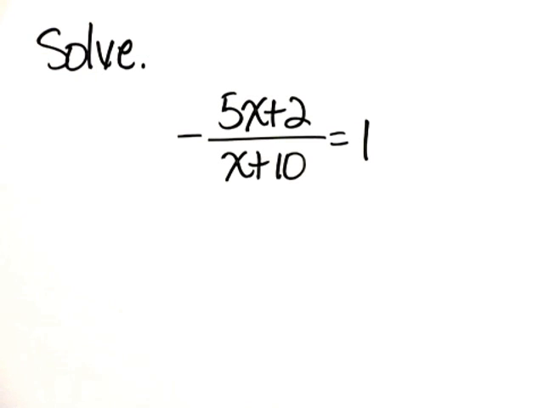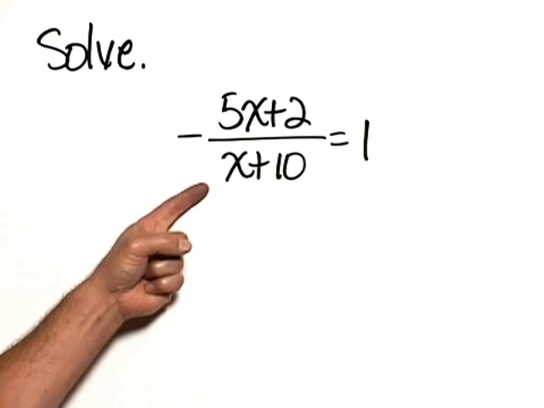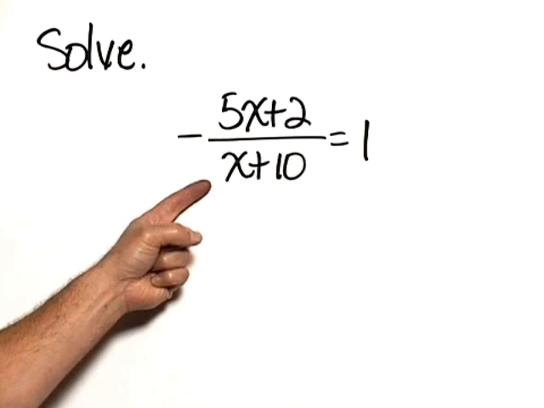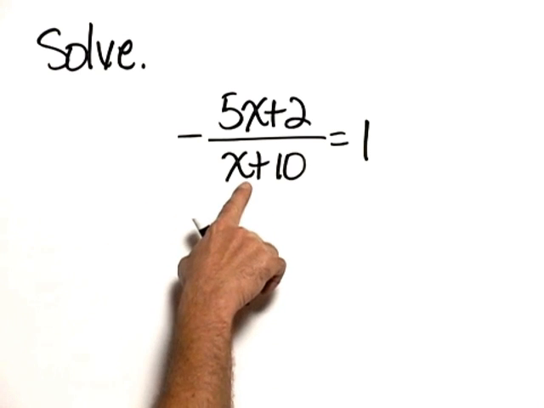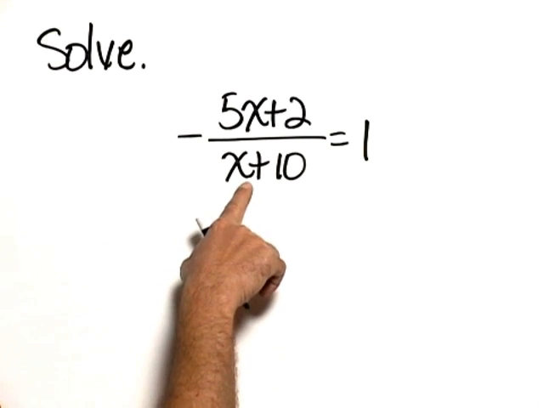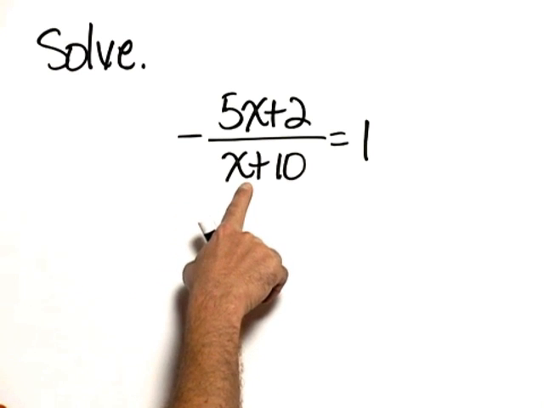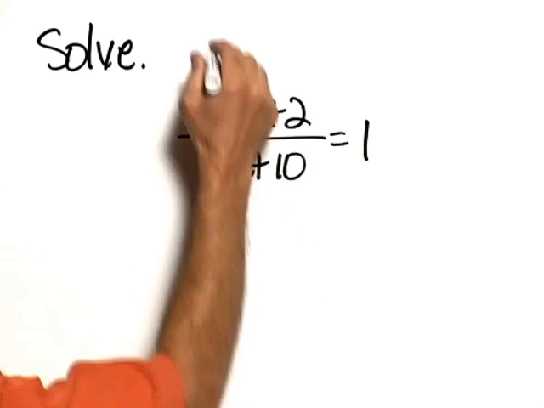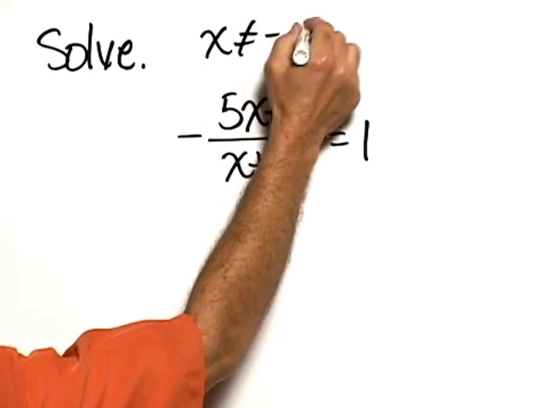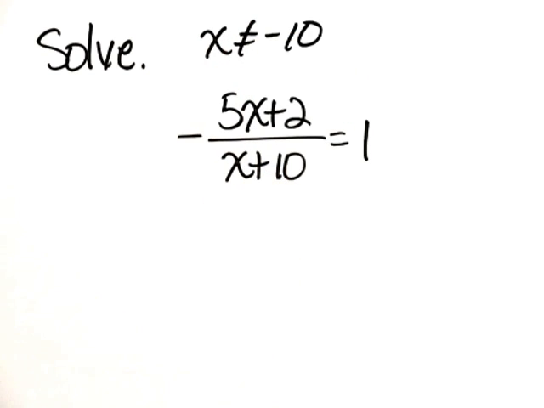Solve: negative the quotient 5x plus 2 over x plus 10 is equal to 1. This is a rational equation. The first thing that we want to make a note of is the values of x that are not allowed, which are those values that make the denominator 0. In other words, x cannot equal negative 10.